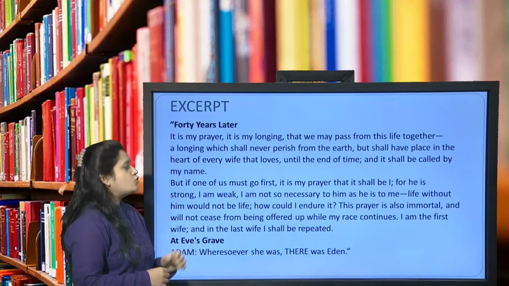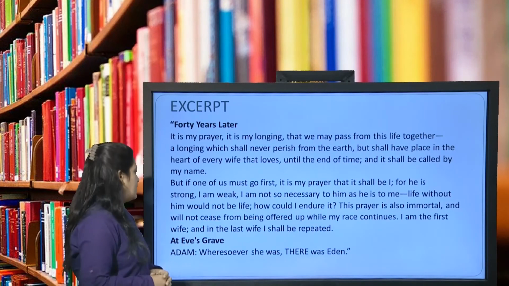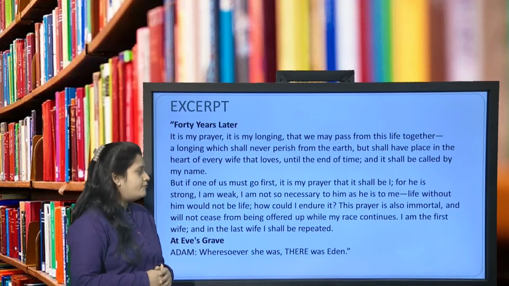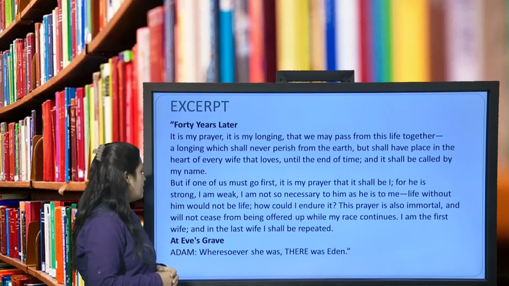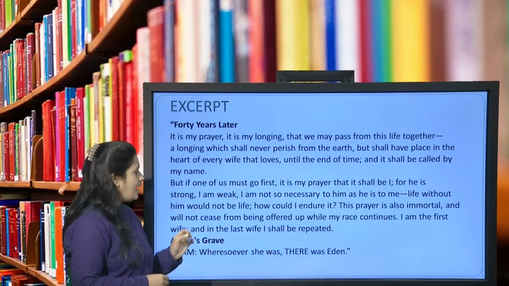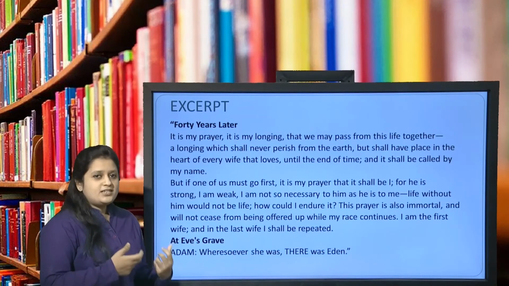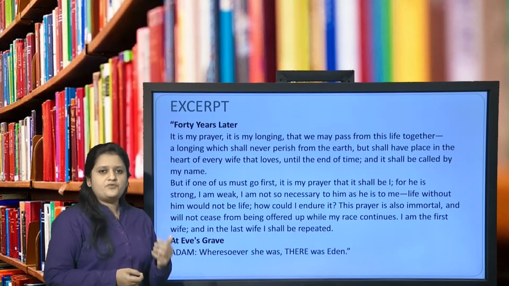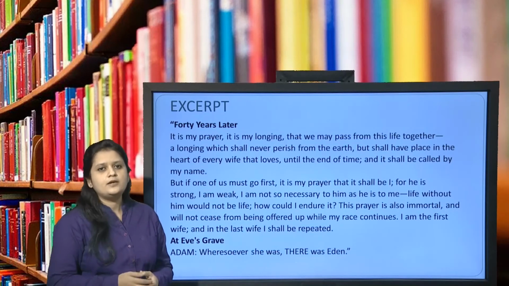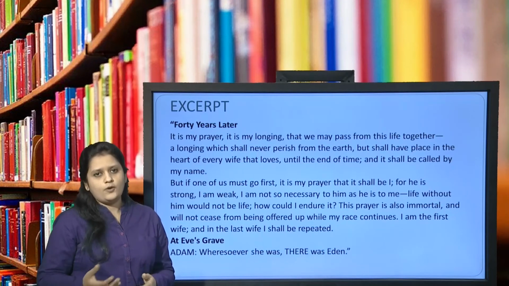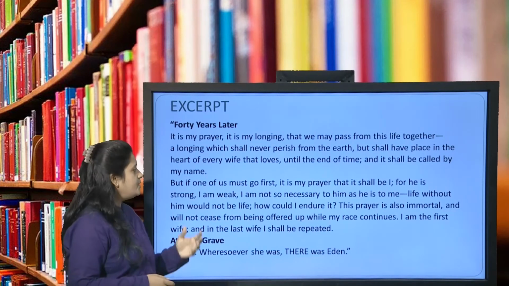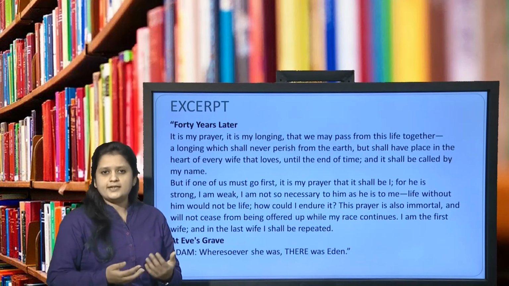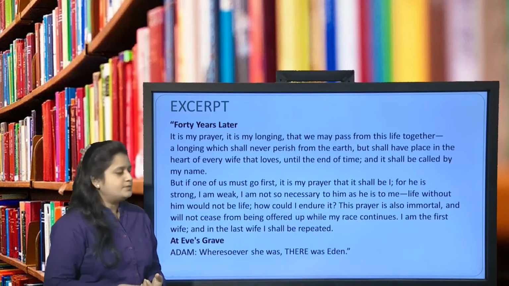This prayer is also immortal and will not cease from being offered up while my race continues. I am the first wife, and in the last wife, I shall be repeated. My wish shall be repeated, because every wife wishes that her husband lives long, and if any one of them has to die first, it should be me, that is the wife, and not the husband.